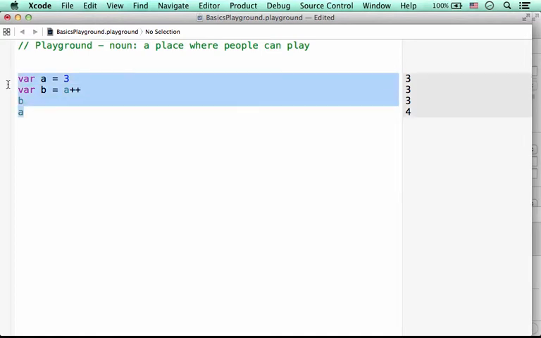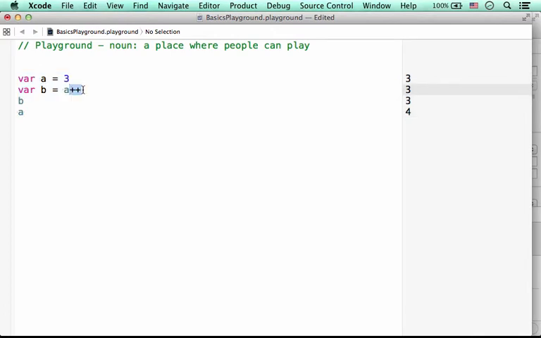The same applies for minus minus. So let's say I do the minus minus operator, whether I put it to the right or to the left, in both cases a is decreased by 1. The only difference is the value of this as an expression.